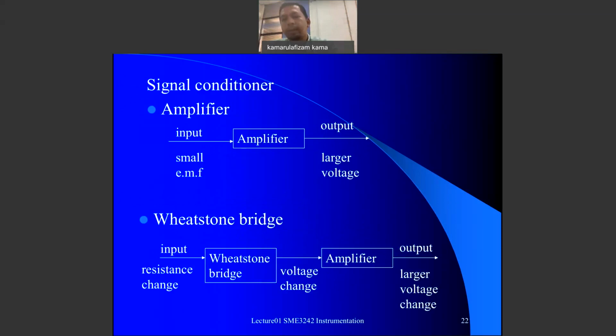Again, the signal that came out from the transducer may be weak, maybe too strong, maybe of a different format. So you need a signal conditioner to basically change or recondition the signal so that the next block is able to read it. Okay, for example, if the input is too small, we can use an amplifier to amplify the voltage so that it can be big. For example, the input I receive is in nanovolts or microvolts, but my next block is only able to read in millivolts or in volts, so I have to amplify it.